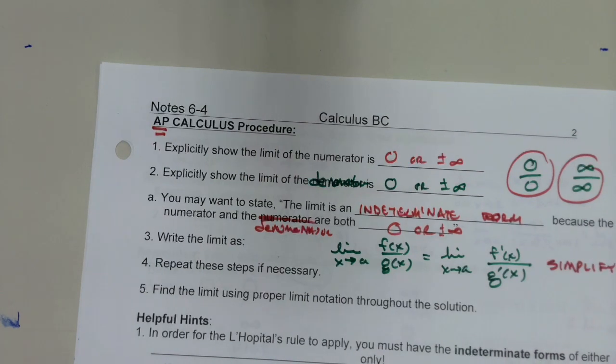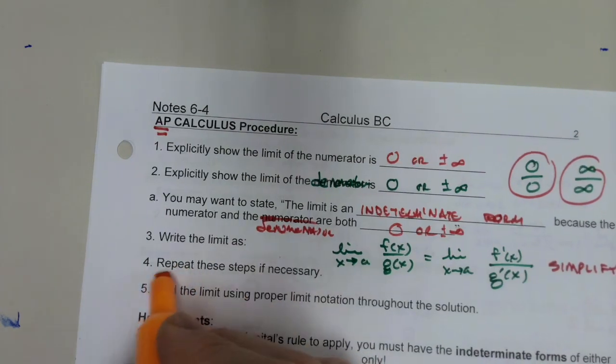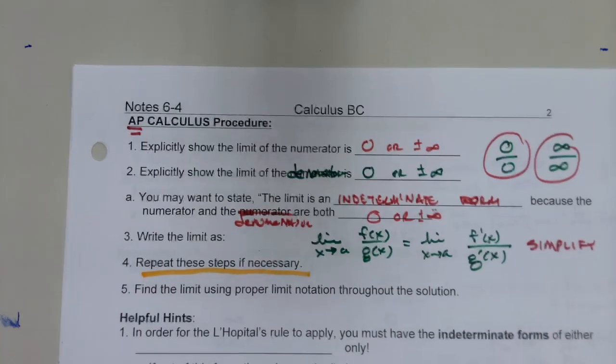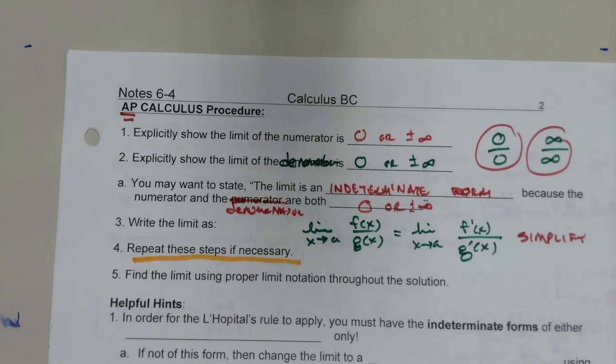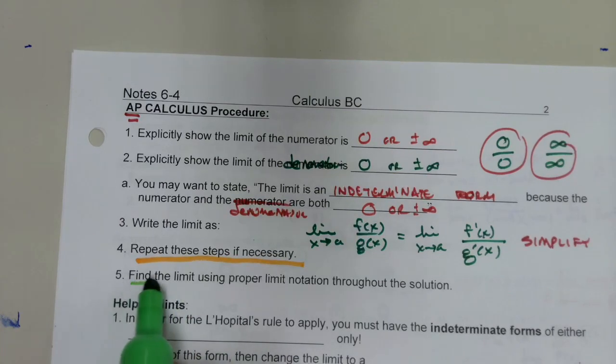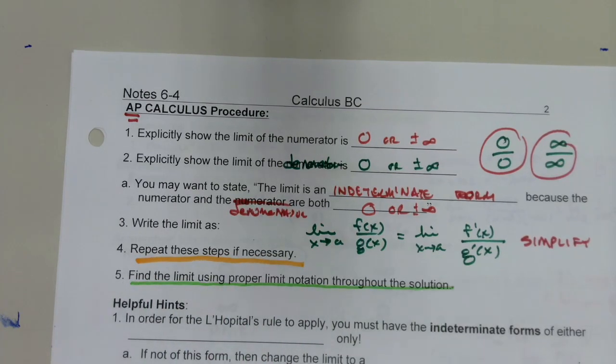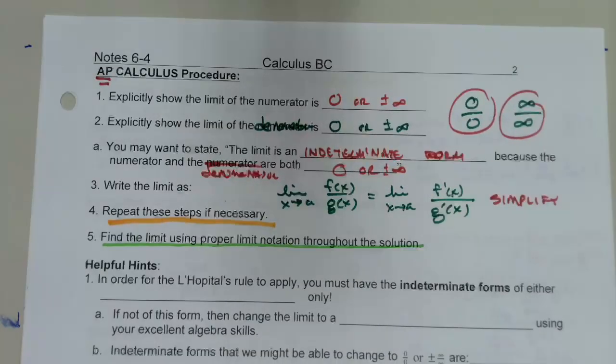It might be necessary to repeat the steps over and over again, similar to what we did with our tic-tac-toe, similar to when we have our chain rule. Where it didn't work one time, let's do it again. And make sure as you're doing these that you are following proper limit notation throughout the solution. That's something that will lose you easy points on your AP exam, or of course on our tests or quizzes.